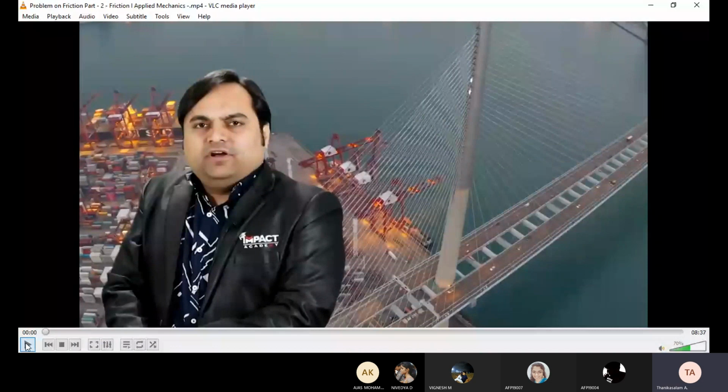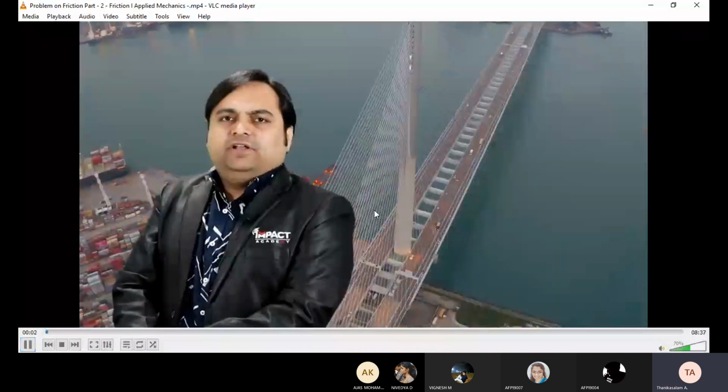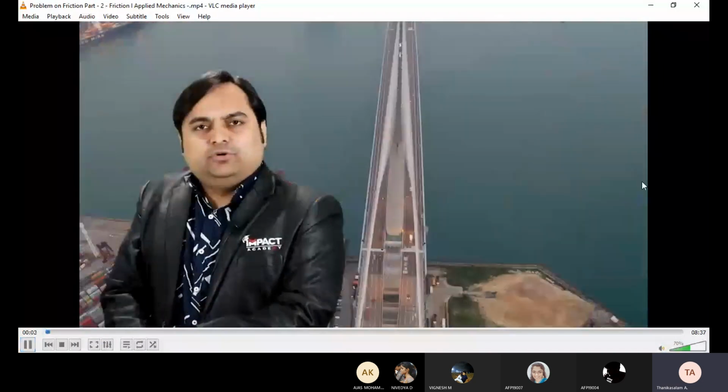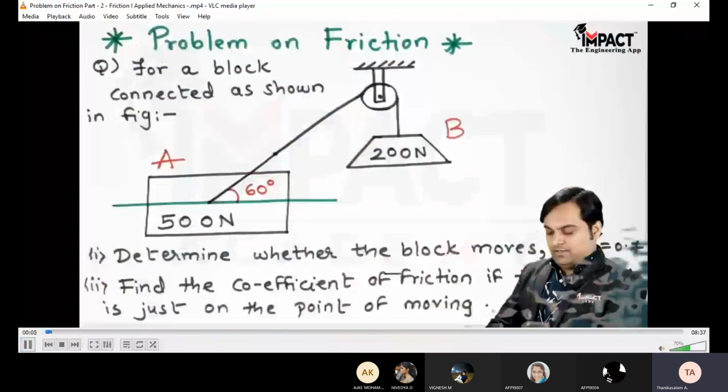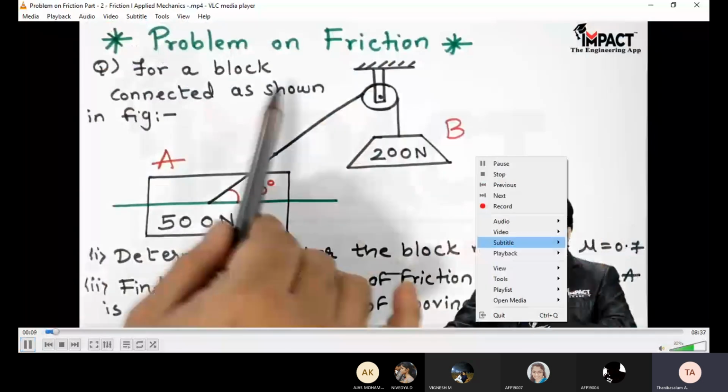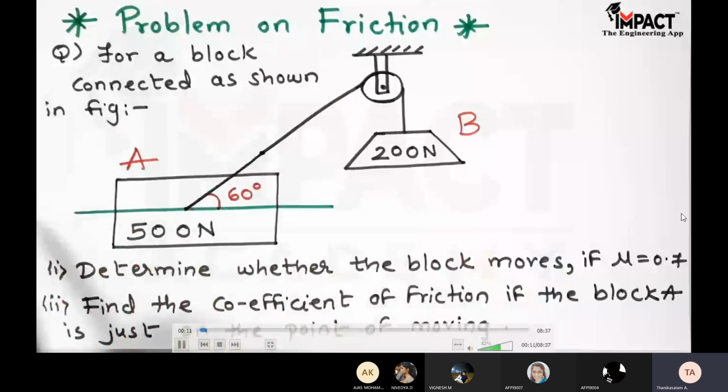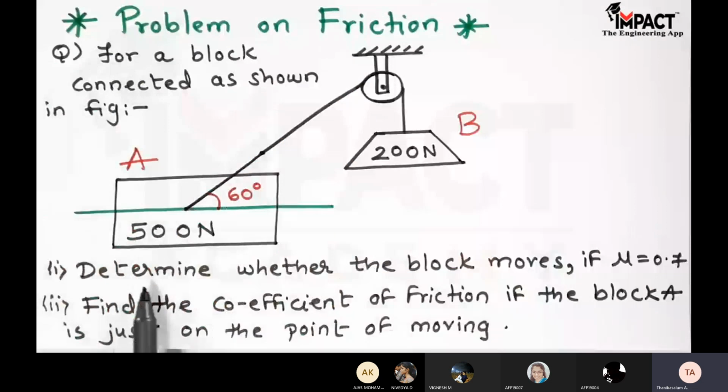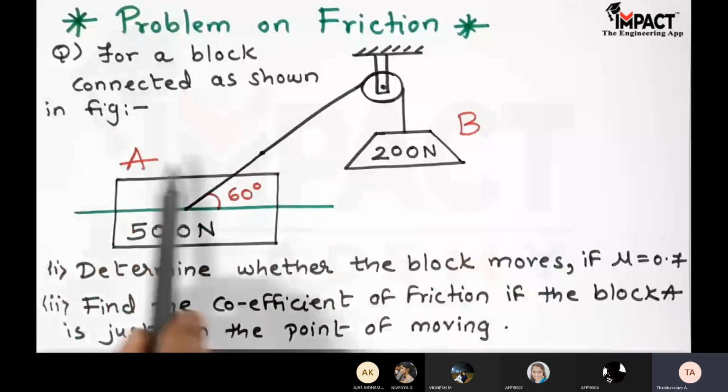Here in this video, I'm going to explain a problem on friction. So let's start. Now here is the question given. It is said, for a block connected as shown in the figure, we have to determine whether the block moves. Is this block moving or not?